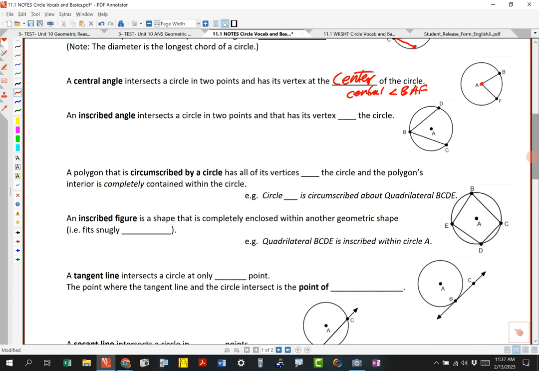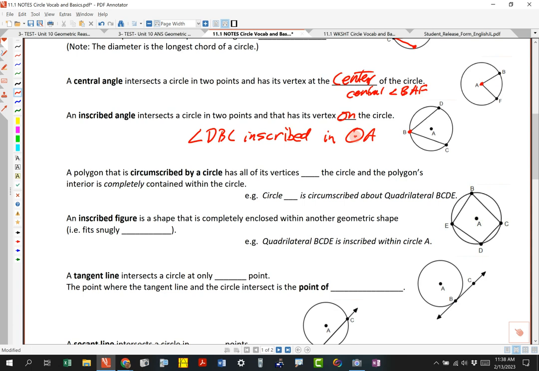Okay, and we're going to be using these words a whole bunch, so make sure you catch these. This is an inscribed angle. So here's what an inscribed angle is. An inscribed angle intersects the circle in 2 points, and it has a vertex on the circle. So it's not inside the circle anywhere. It's not outside the circle somewhere. It's right here. So the fact that this vertex is on the circle, that makes this an inscribed angle. Okay? So angle DBC is inscribed in circle A. Okay? That's how we'd say that.